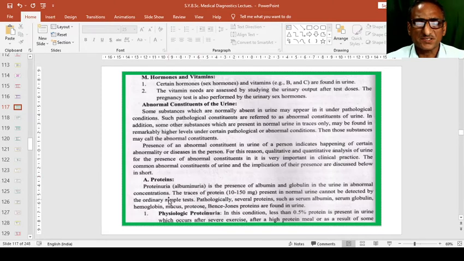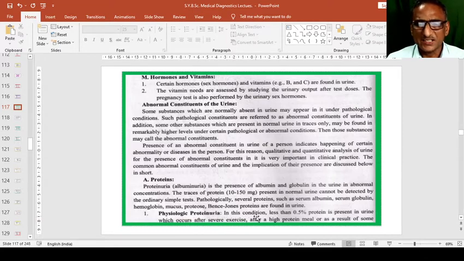First, proteins. If proteins appear in urine, then proteinuria might be the disease caused to him. Traces of protein range from 10 to 100 milligram, 150 milligram. These cannot be detected by an ordinary sample test, so a pathological test is needed. Then serum albumin, serum globulin, hemoglobin, mucus protein are found in urine. It is a severe symptom that something is abnormal in the patient.